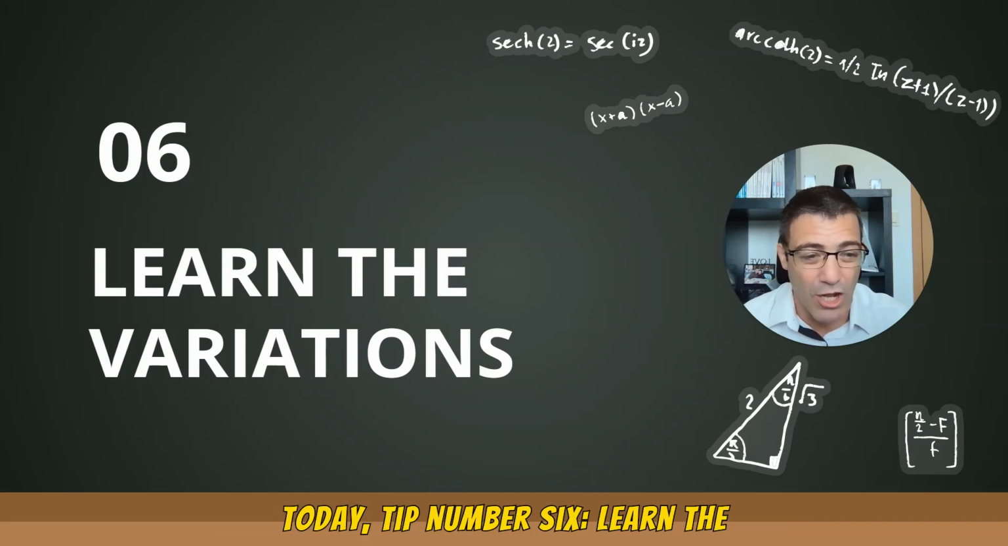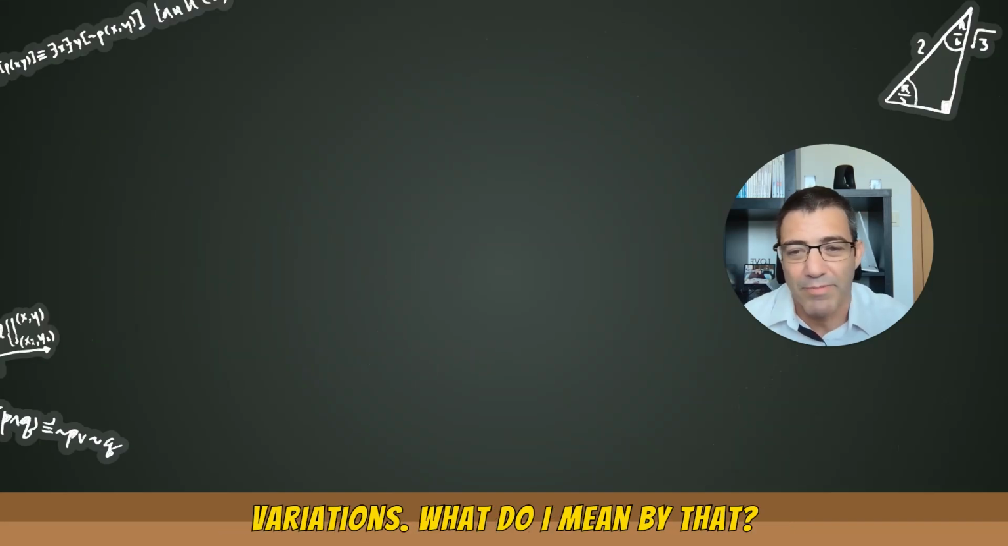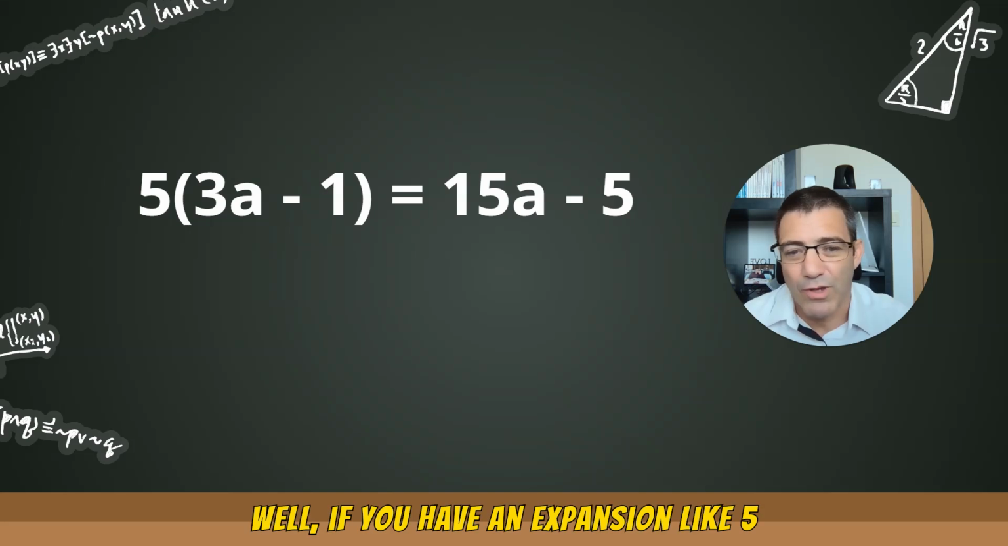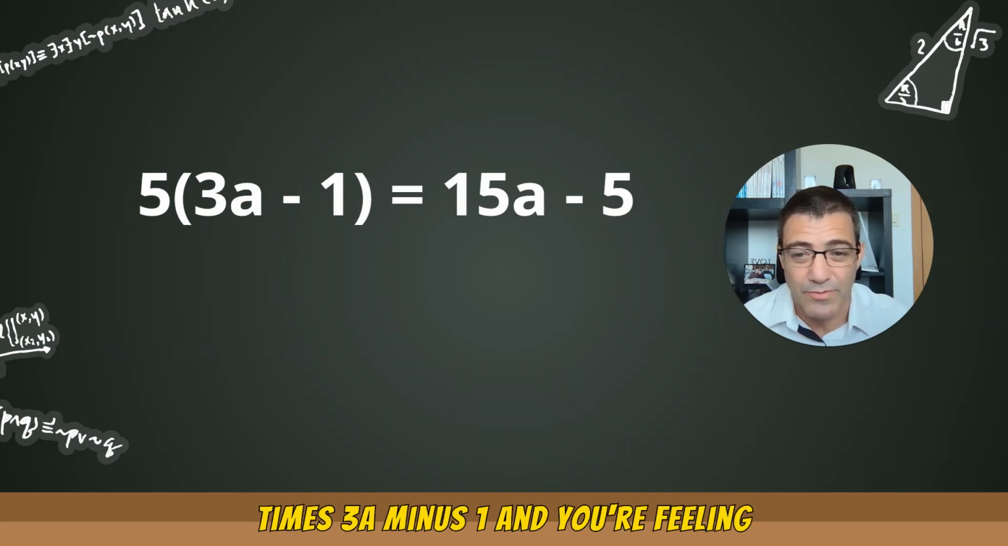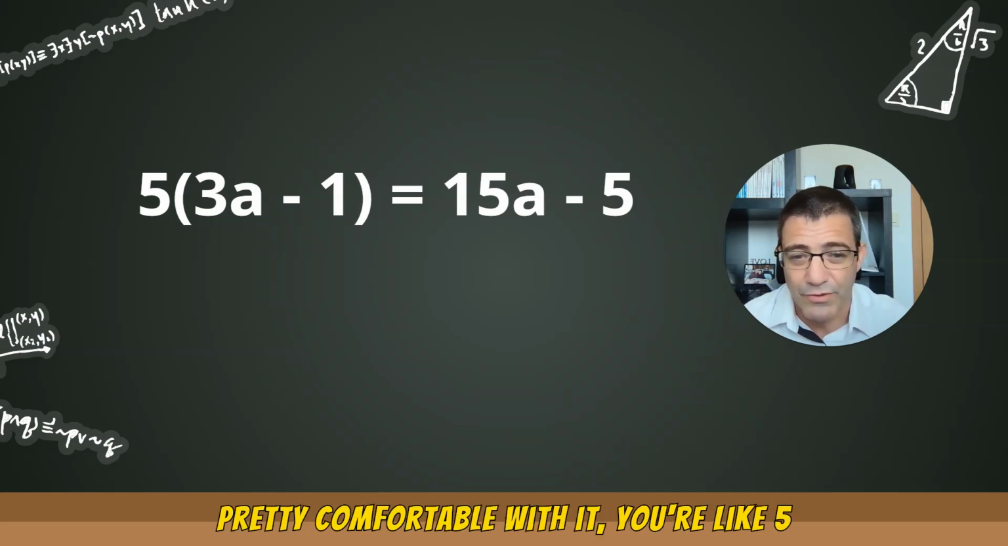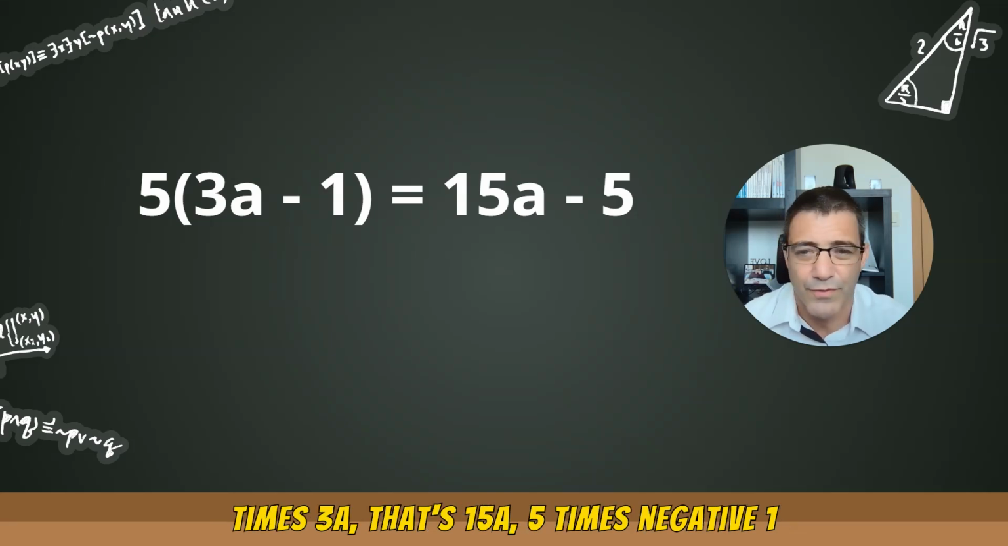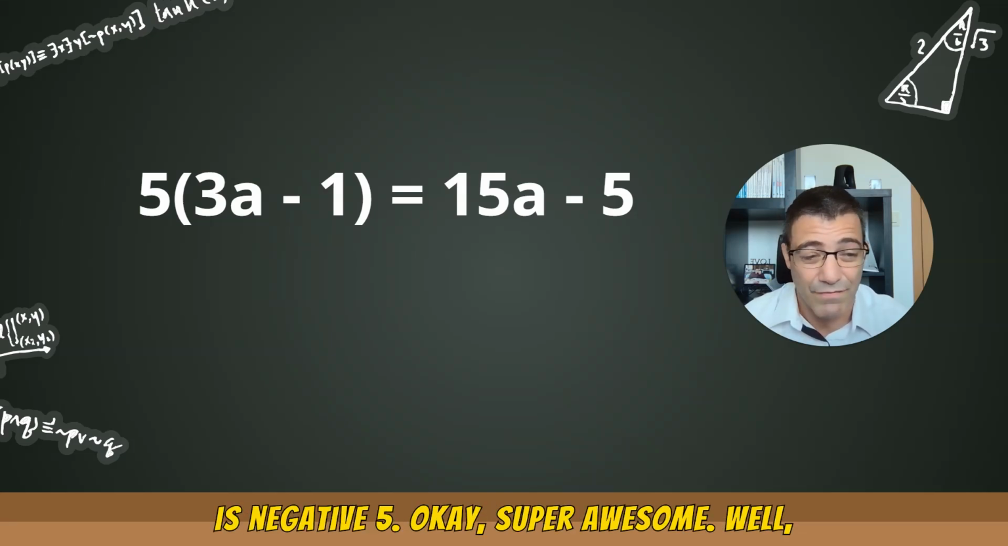And this brings us to our final tip for today. Tip number 6, learn the variations. And what do I mean by that? Well, if you have an expansion like 5 times 3a minus 1 and you're feeling pretty comfortable with it, you're like 5 times 3a, that's 15a, 5 times -1 is -5. Okay, super awesome. Well, what happens if?